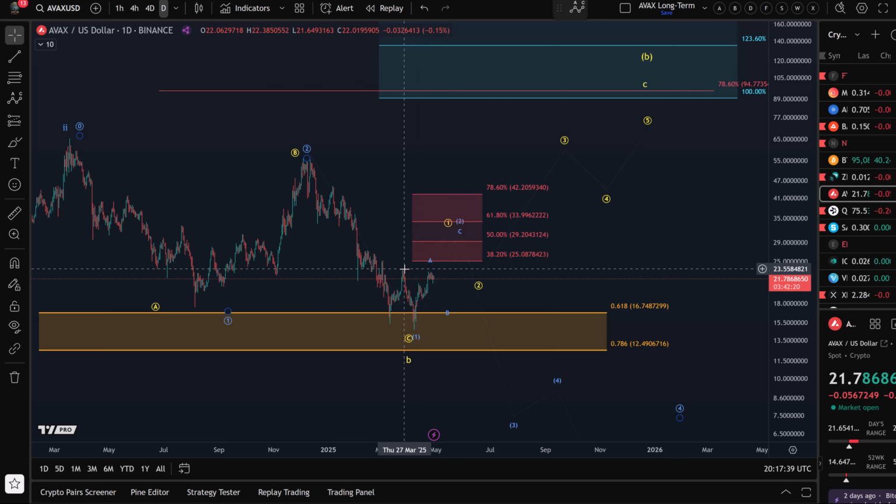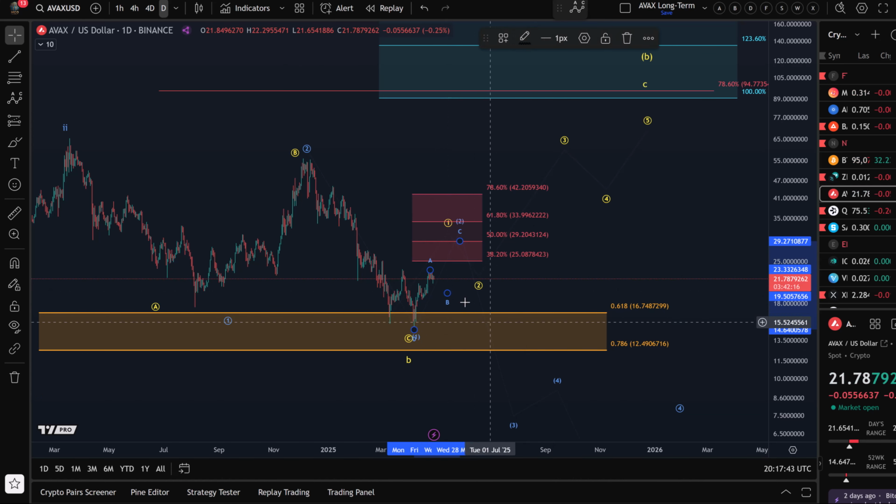Take the price above it. And in the next pullback, obviously, to hold a higher low, which could be this B wave here, wave B of 2. And the next resistances are, that's Fibonacci resistance, between $25.08 and $42.20. Obviously, there are 4 levels. $25.08, $29.20, $33.99, and $42.20 are the next key resistance levels to watch.